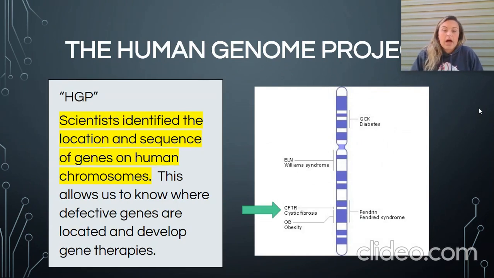All right. The Human Genome Project was a huge scientific step. And basically, the Human Genome Project, or HGP, was when scientists identified the location and the sequence of the genes on the human chromosomes. So it was basically kind of this race in order to map out human chromosomes. So it allows scientists and medical professionals to actually know where the defective genes are and then locate them in order to use that gene therapy.